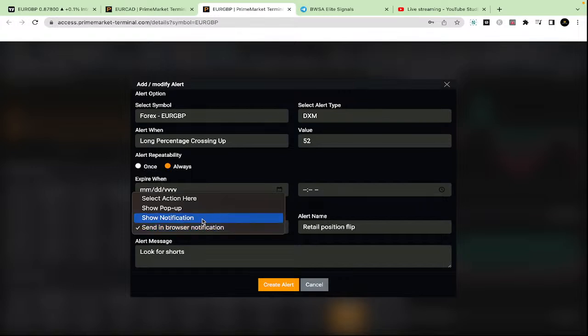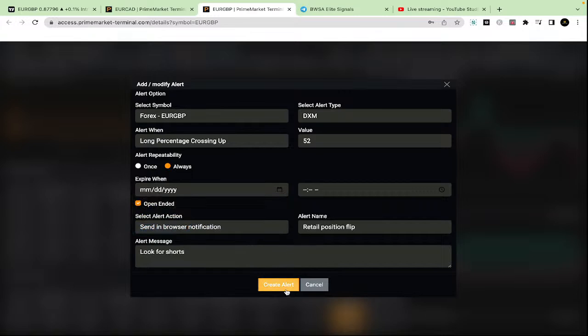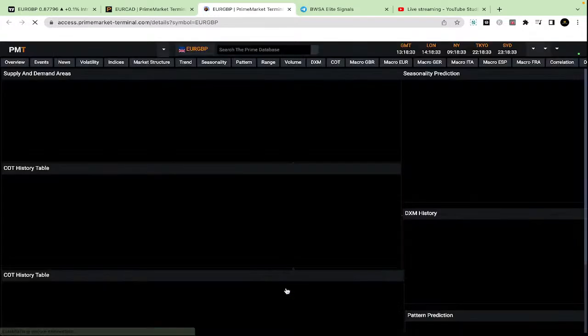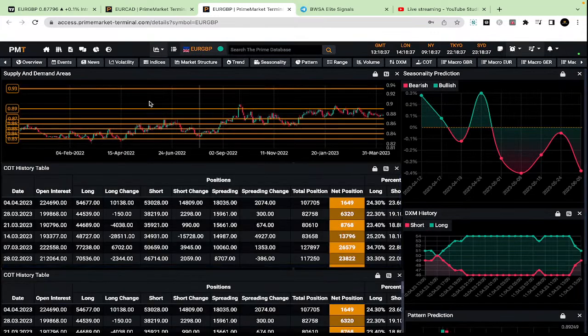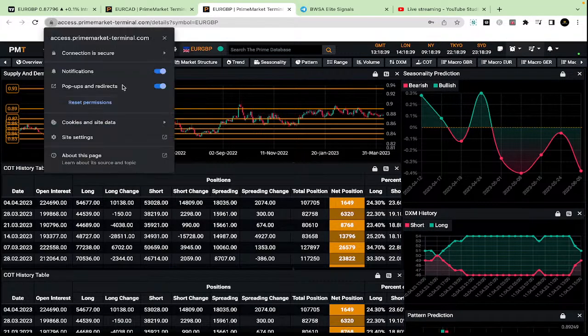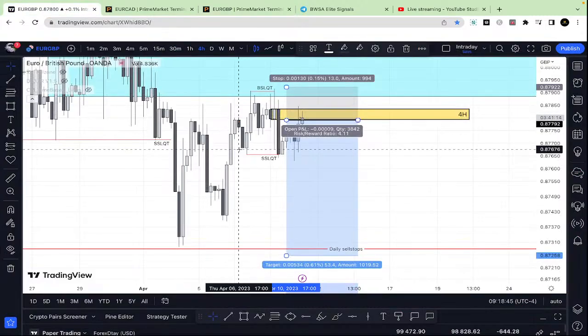Have open-ended in-browser notification. Look for shorts. Create alert, so when it shoots above 50%, I should be able to get a notification. I just want to make sure that I have notification permission on this, which I do. And we'll wait on that. That's fine. I don't mind that.